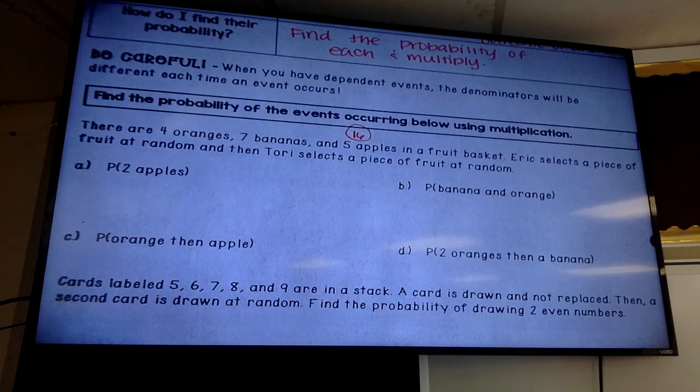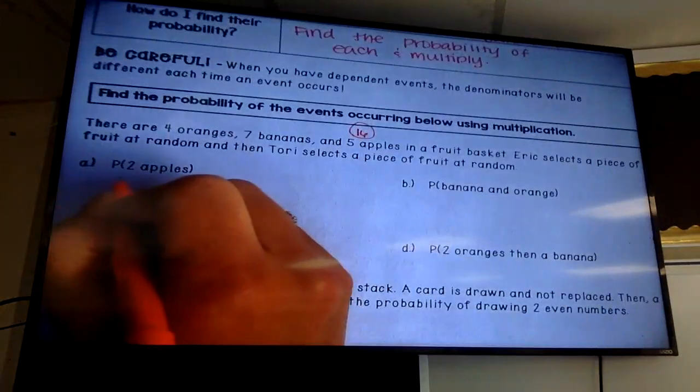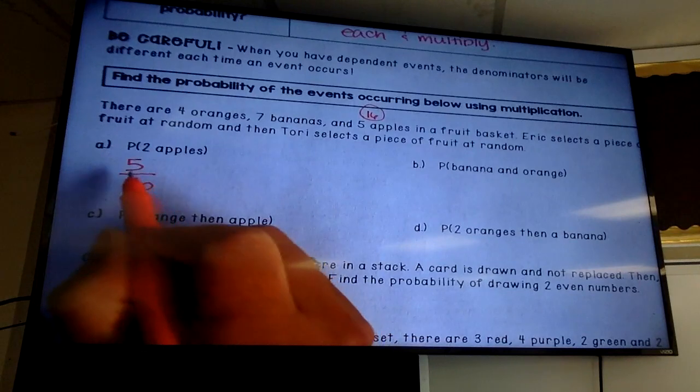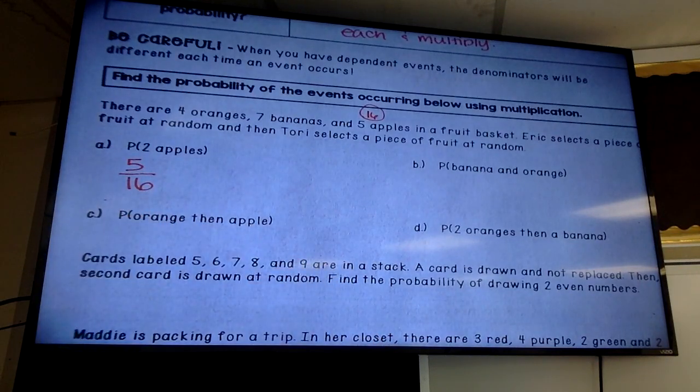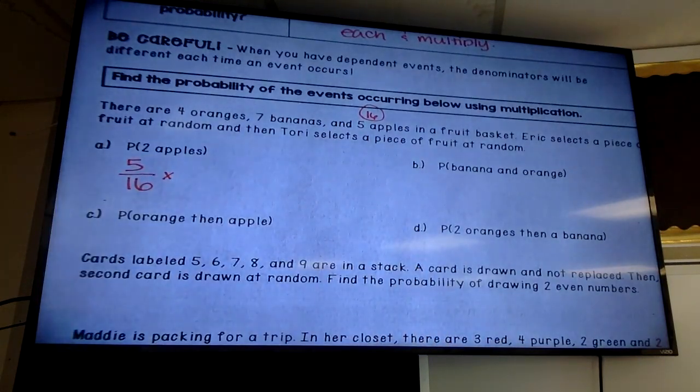There's 16 pieces of fruit in my basket. So when Eric goes through, there are 5 apples out of the 16 pieces of fruit. So there's a 5 out of 16 chance that Eric's going to select an apple at random. Okay. Now, Eric selected his apple and he walks away with it.